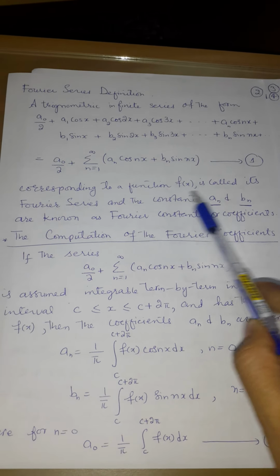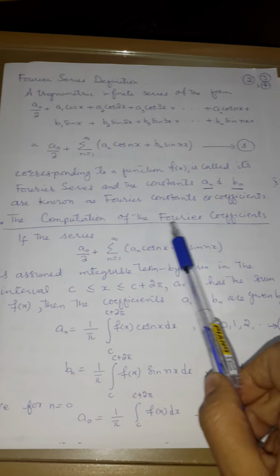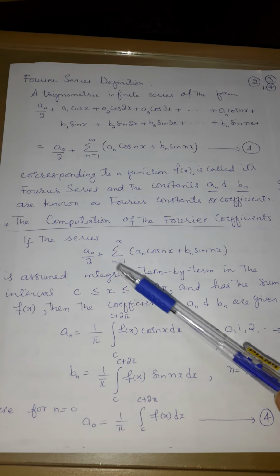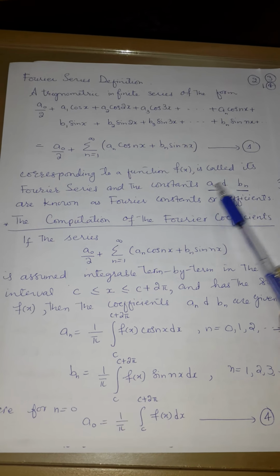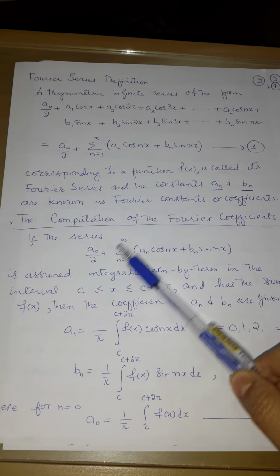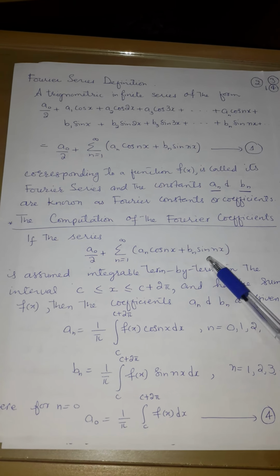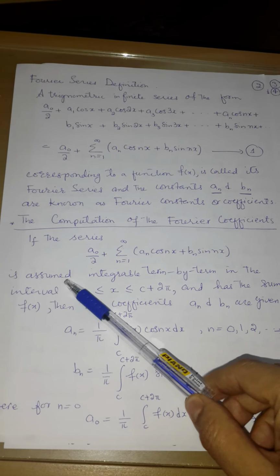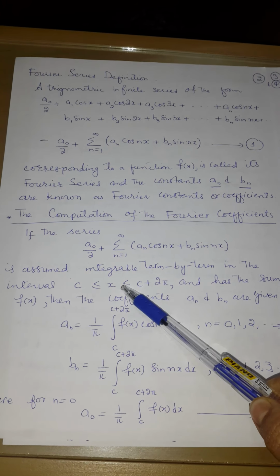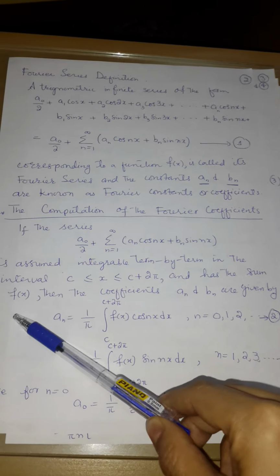Now we will compute these Fourier coefficients with the help of a formula. We do not give its proof here because it is not necessary for you. You simply take the values of an and bn. Suppose the series a0 over 2 plus the series n equals 1 to infinity of an cos nx plus bn sin nx is assumed integrable term by term in the interval c less than or equal to x less than or equal to c plus 2 pi and has the sum f of x.